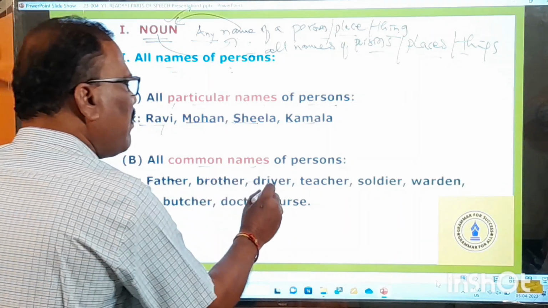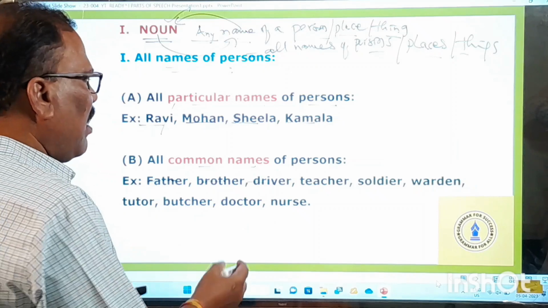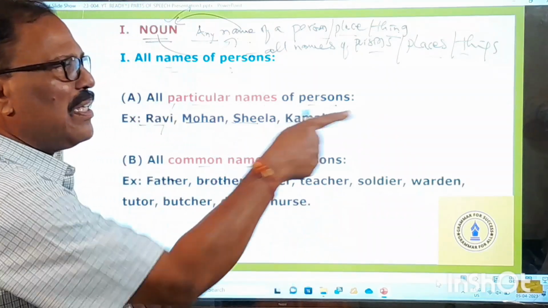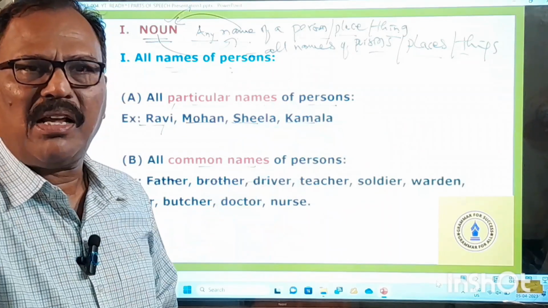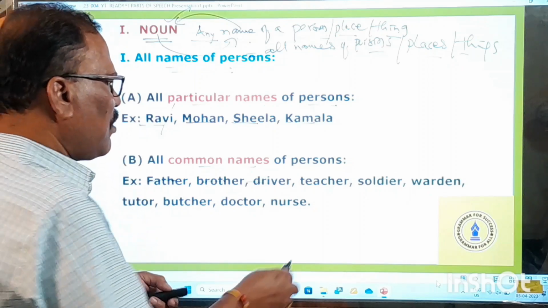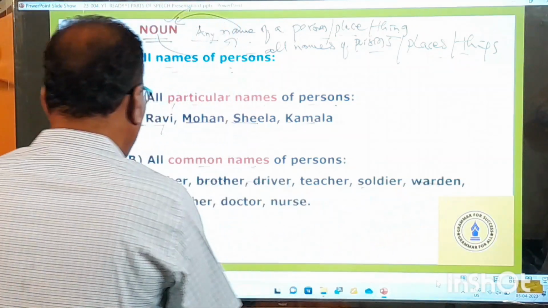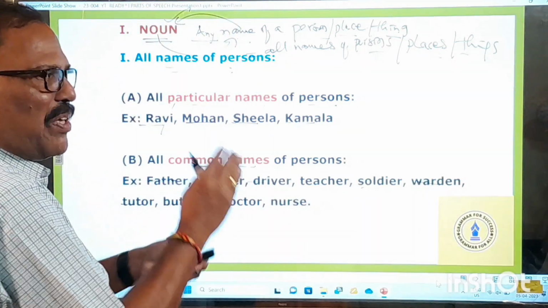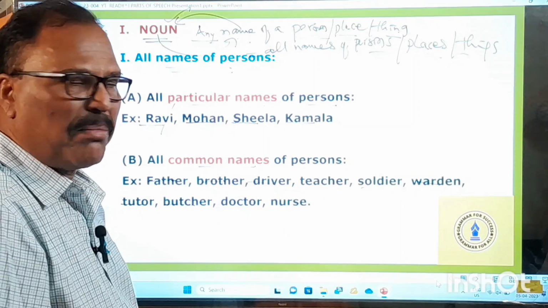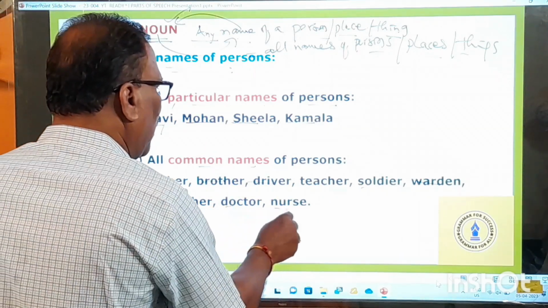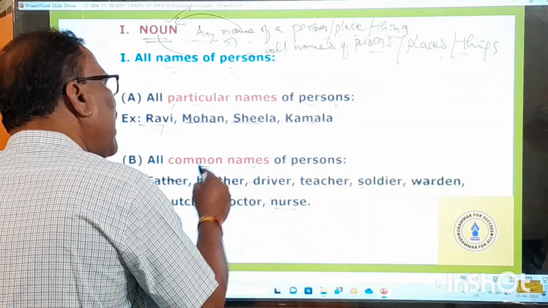Brother, common. Driver, anybody can be a driver. And a teacher, I'm a teacher. He is a teacher. You are a teacher. They are teachers, like that. Soldier, warden, tutor, butcher. Butcher means one who sells meat. Doctor, nurse. These are all common names.